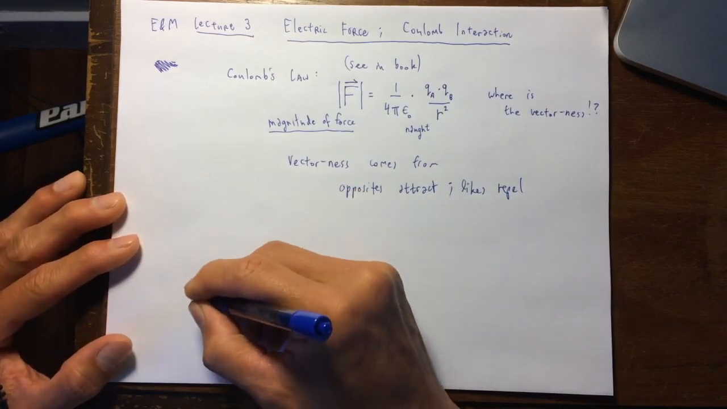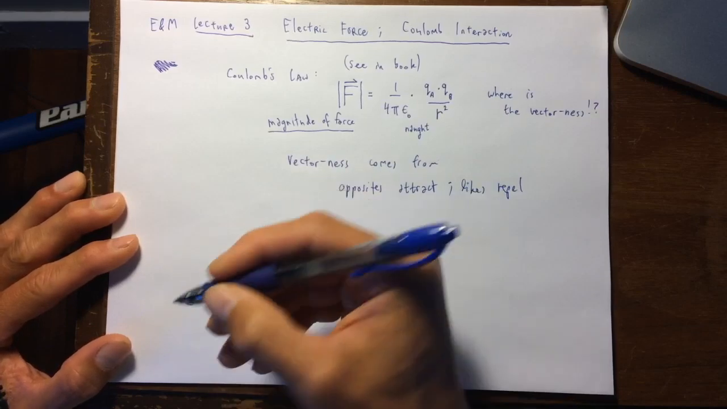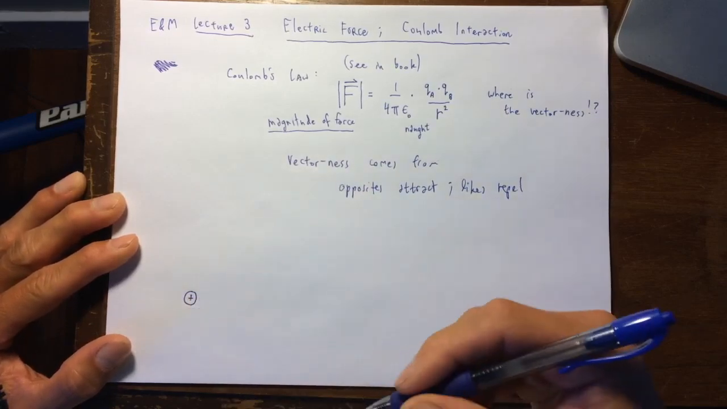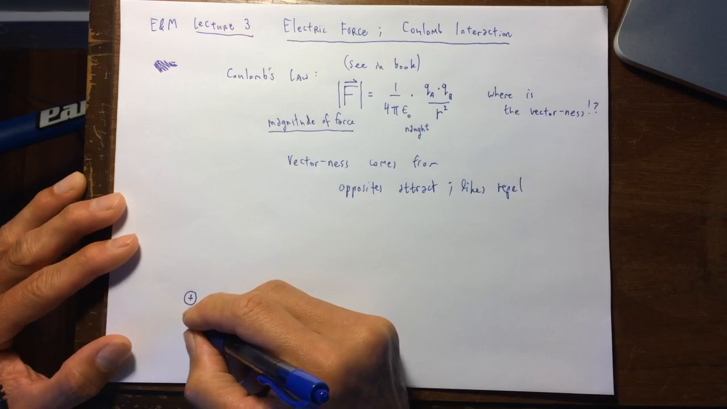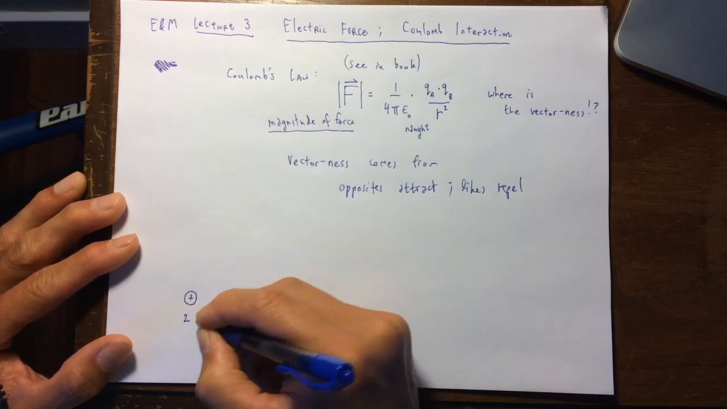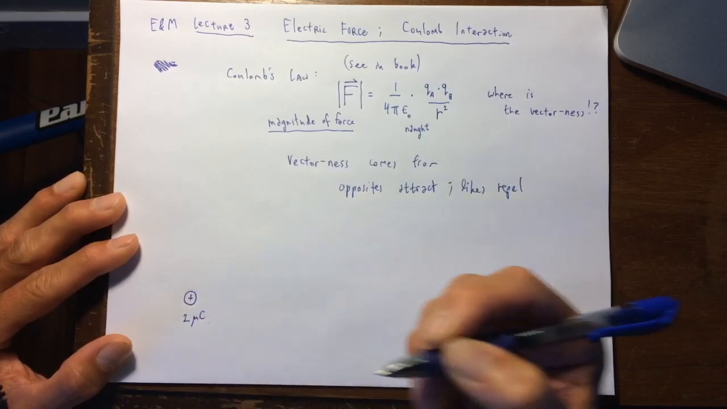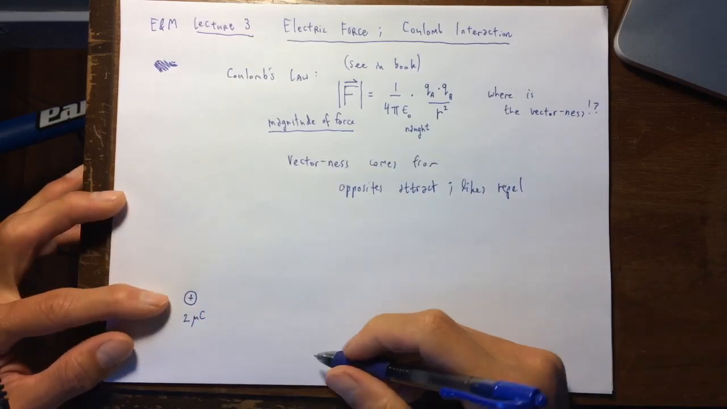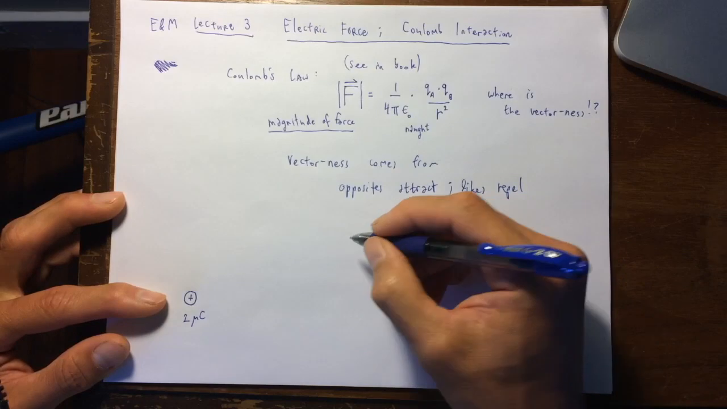Let's say I've got a charge, and let's say it's a positive charge. So I'm going to say, how about 2 microcoulombs, like this. And here is another charge.